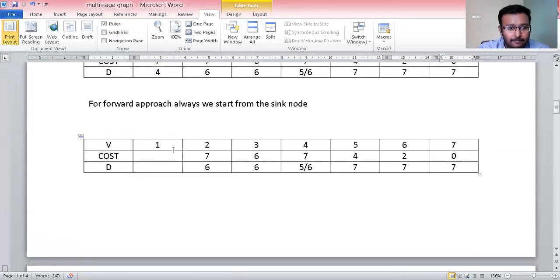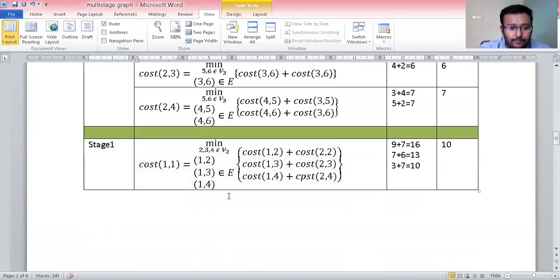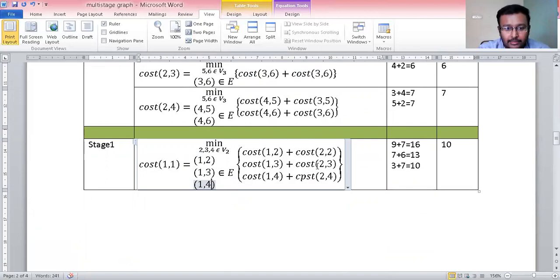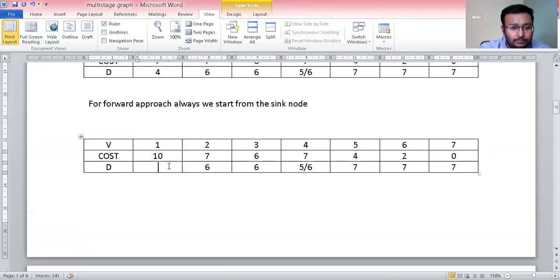So I'll fill that in. Now, from vertex 1, which vertex will I go to next? Whether 2 or 3 or 4. Which gave me the minimum answer? The edge from 1 to 4. So from vertex 1, the next vertex I'll select is vertex 4.